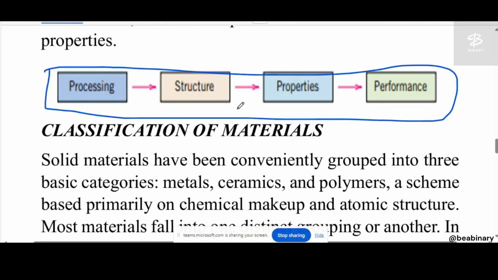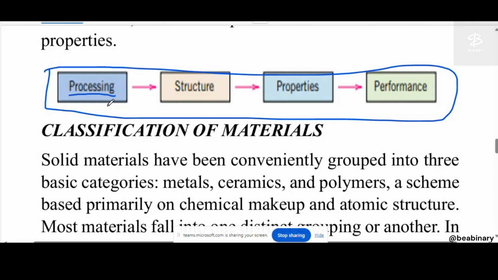Four terms are frequently used in material science, and you must know how they are related to each other. Processing determines what their structure will be. If processing has a different mechanism, the structure will be different. And structure will define what the properties of that particular material would be. According to the properties, you would get the performance. Got it?